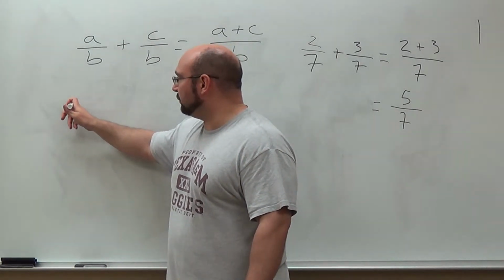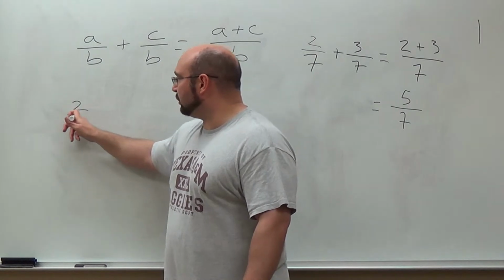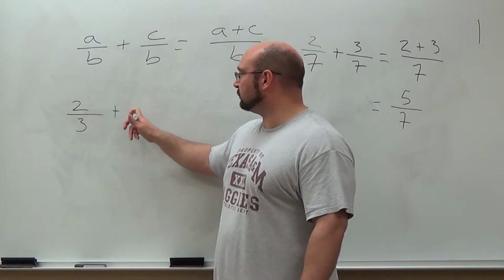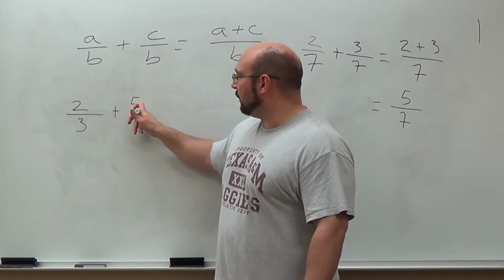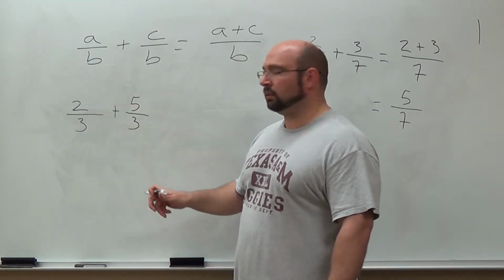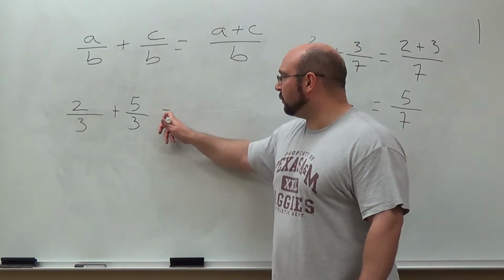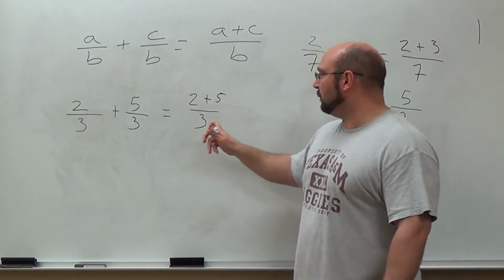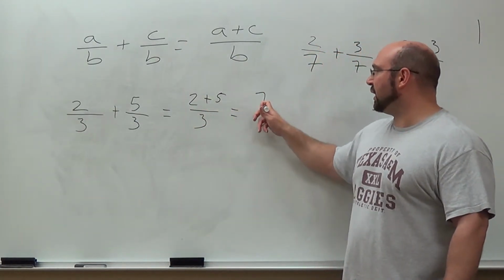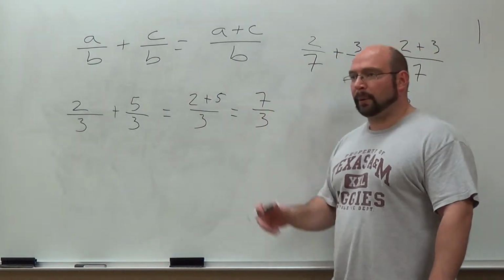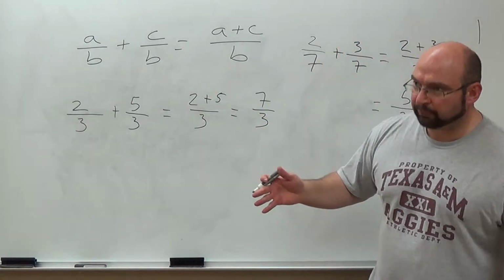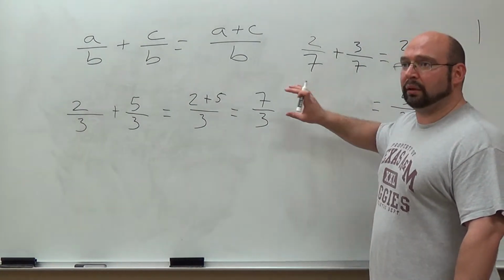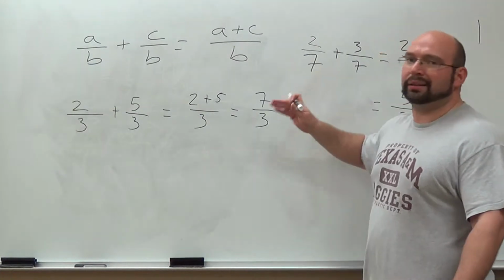By the same token, 2 over 3 plus 5 over 3 is equal to 2 plus 5 over 3, which is 7 over 3. Okay, now here's the deal. 7 over 3. We got our improper fraction. Is this wrong? No, it's not wrong.